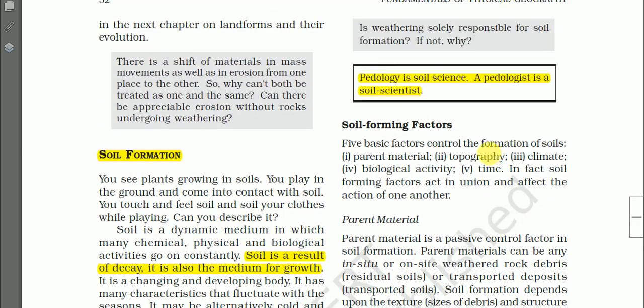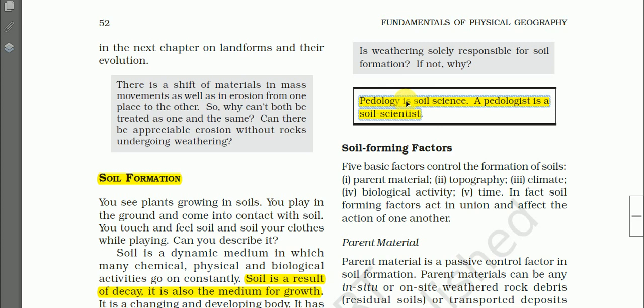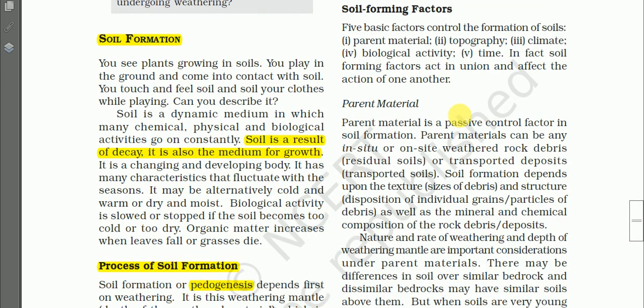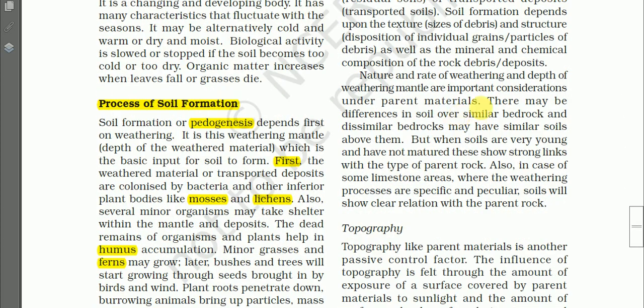And you must know that here we have two important terms. The first one is pedology. Pedology is a subject that studies soils, their origin, nature, and characteristics. That means pedology is soil science, and the person who studies soil is known as a pedologist. A pedologist is a soil scientist. So this is about soil formation.